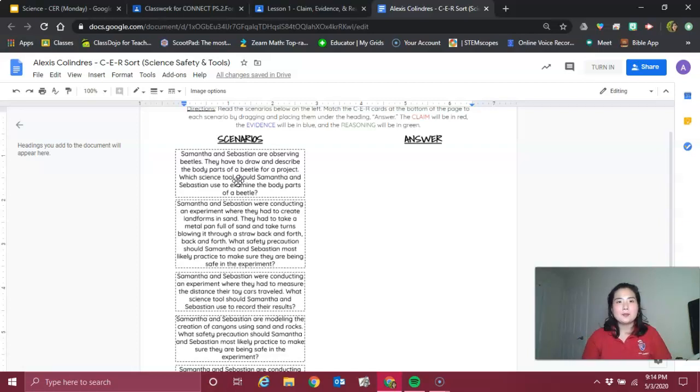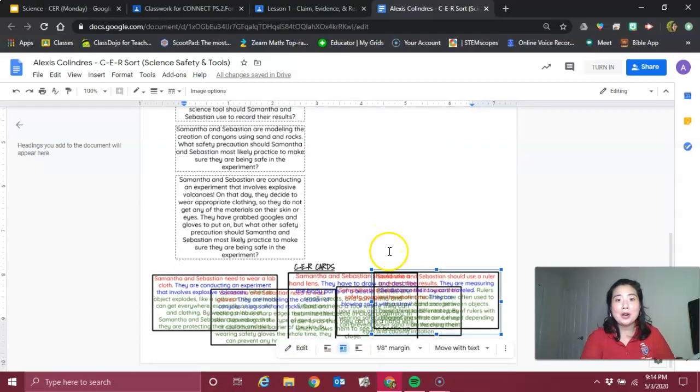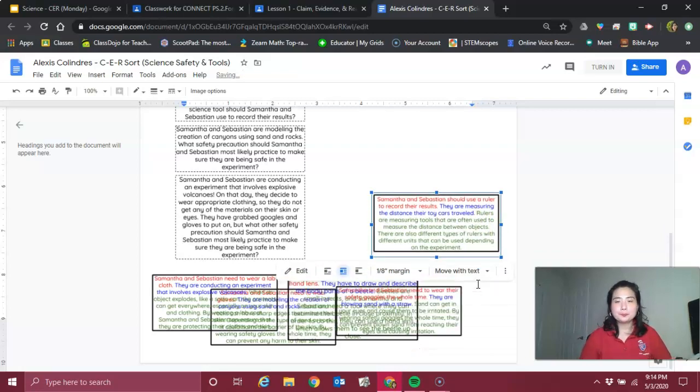Let me read it again. Samantha and Sebastian are looking at beetles. They have to draw and describe the body parts of a beetle for a project. Which science tool should Samantha and Sebastian use to examine or look at the body parts of a beetle? Great, I understand the scenario, and now I have to figure out which of these cards match that scenario. Well, let me pull out the first one.